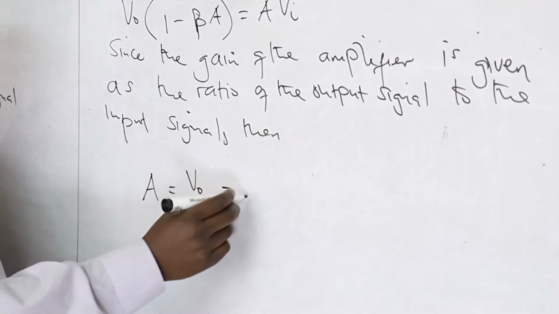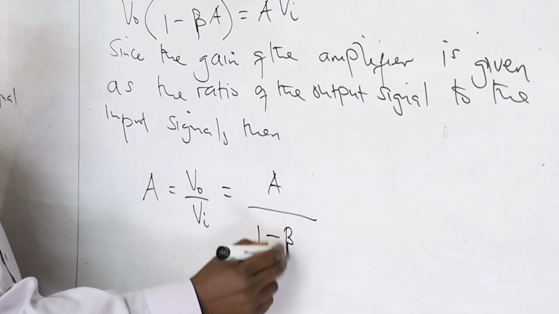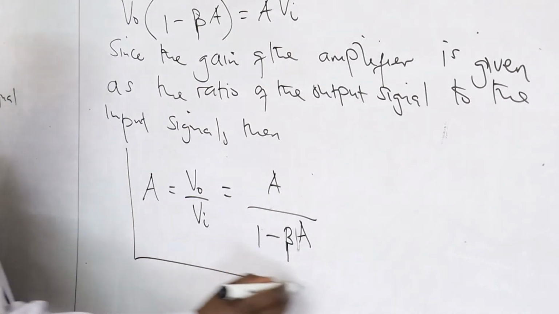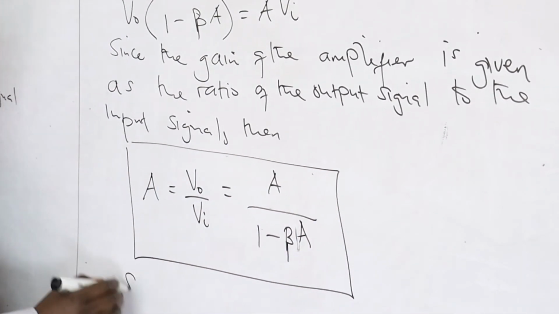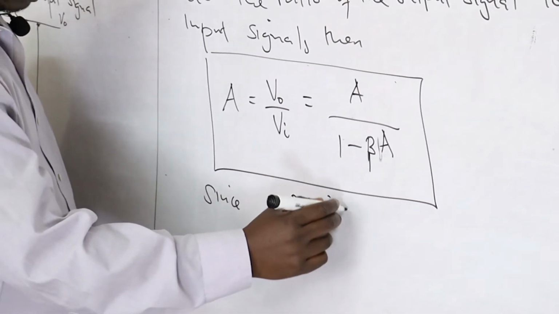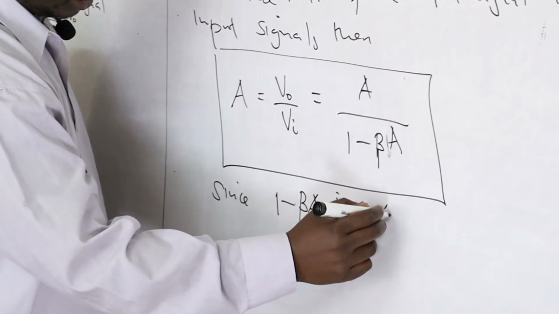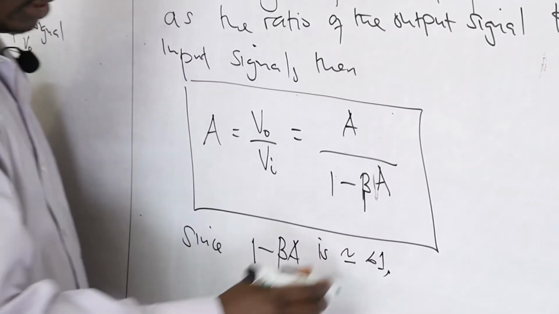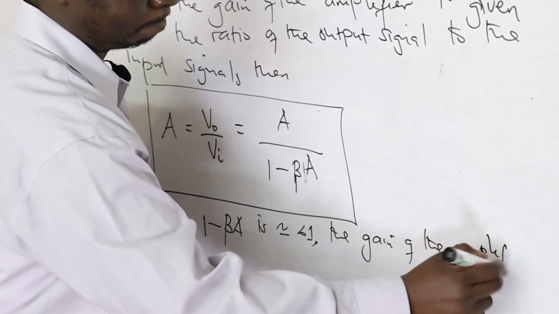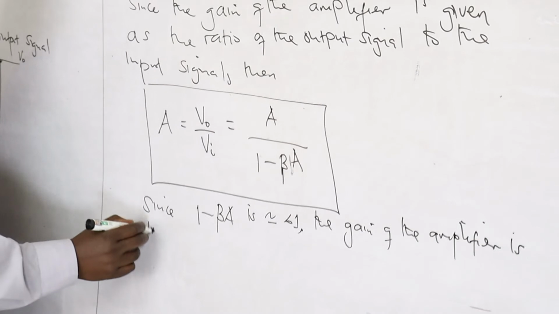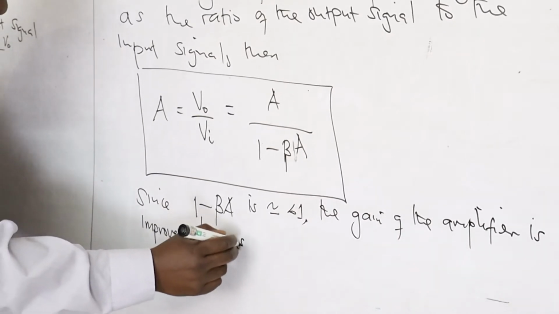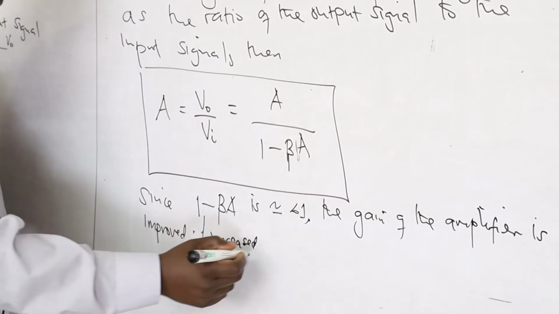From the expression, you shall have this as A over 1 minus beta A. Since 1 minus the feedback factor times the gain is less than 1, the gain of the amplifier is improved or increased. It's improved or increased.